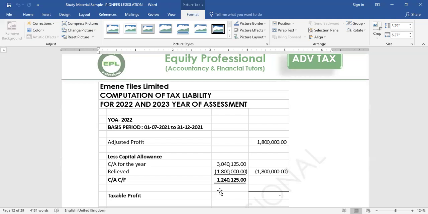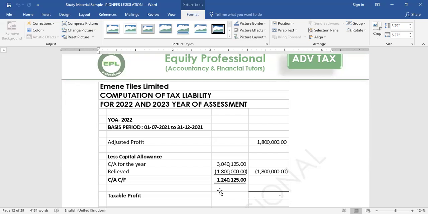Because Emini Tiles is a manufacturing company. Restriction to 2/3 is not applied to manufacturing company and agricultural company. It's only applied to trading company and service company. I cannot restrict the capital allowance to 2/3 of the profit. No, I will use all the profit to relieve the capital allowance, because Emini Tiles is a manufacturing company.